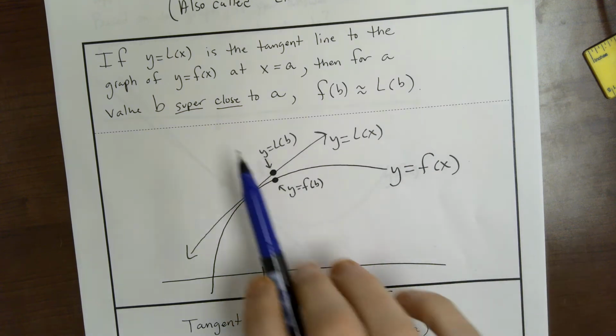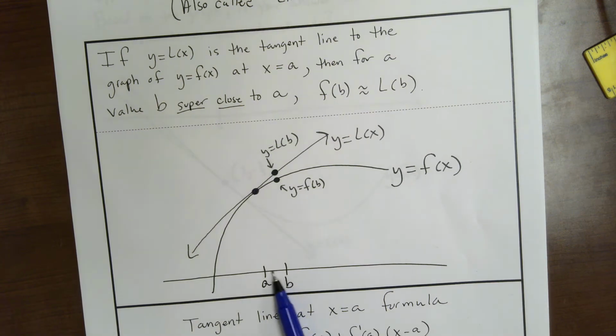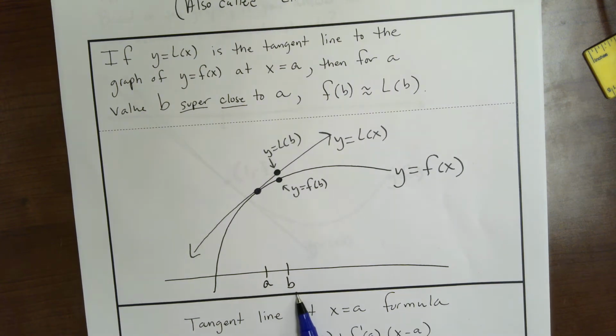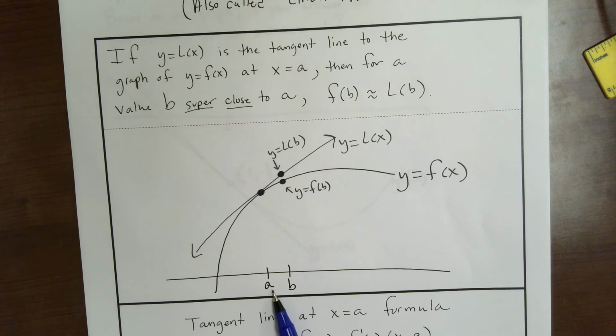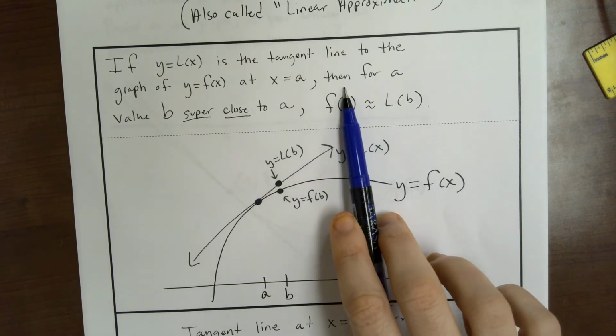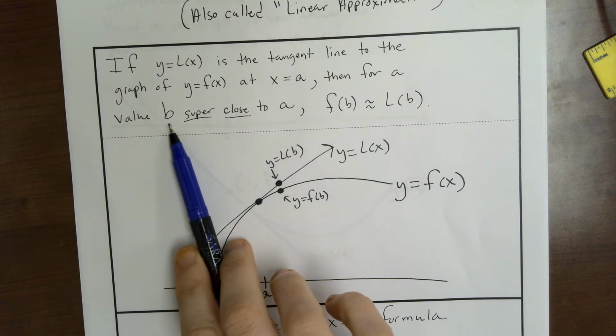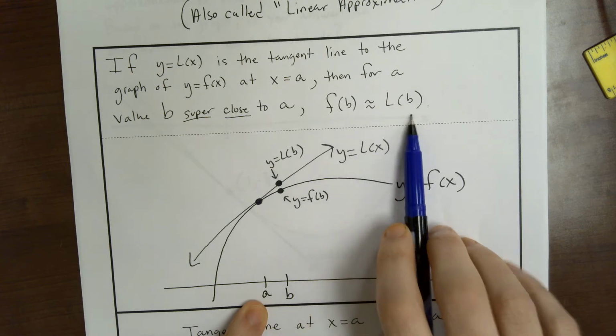Now let's assume that b is super close to a, like right over here. I know I left a space here, but it was just so you could see well, but b would be more like a plus 0.01 or a plus 0.1 or something like that. And what this is saying is that for a value b, right here, super close to a, f of b is approximately L of b.